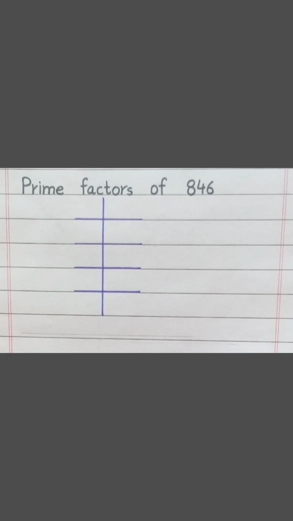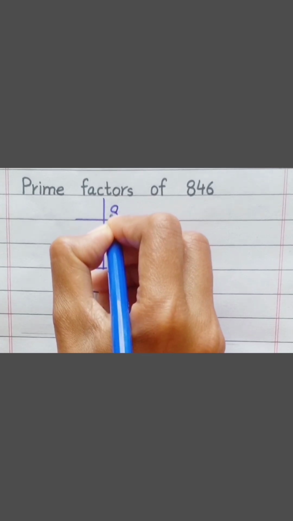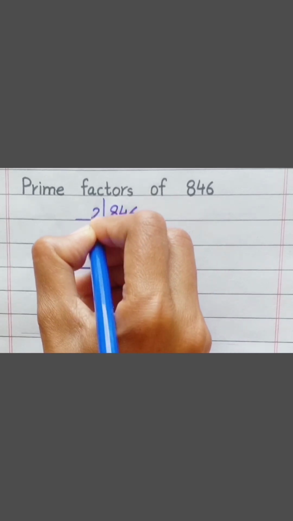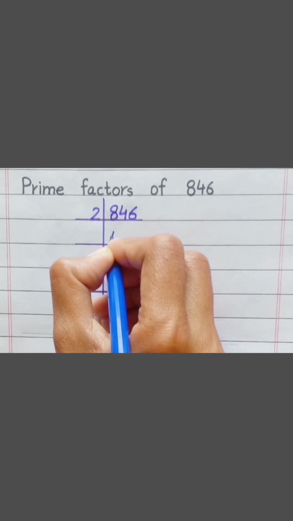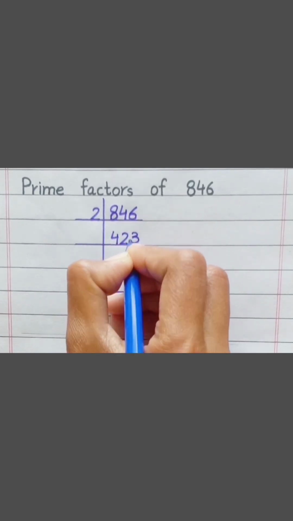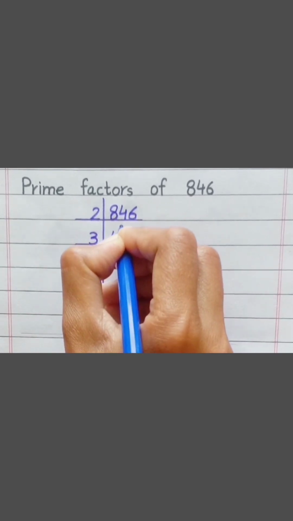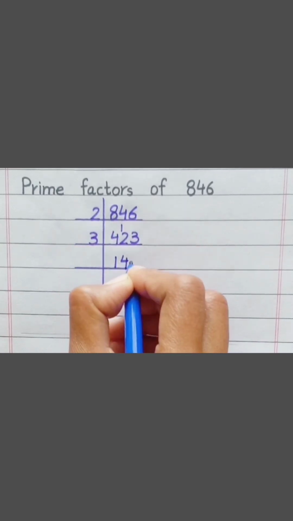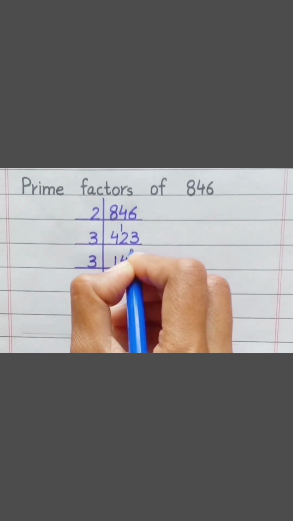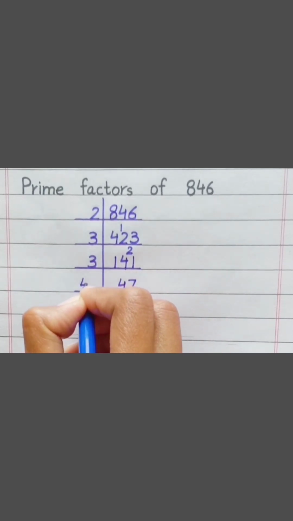Prime factors of 846. 2 fours are 8, 2 twos are 4, 2 threes are 6, 3 ones are 3, 3 fours are 12, 3 ones are 3, 3 fours are 12, 3 sevens are 21, 47 ones are 47.